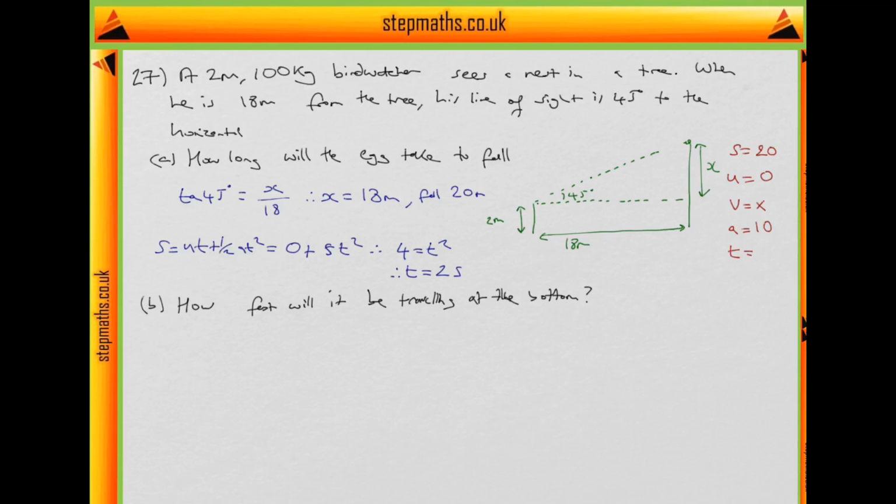Well, how fast will it be travelling at the bottom? There are two ways you can do this. One is from energy changes and one is from SUVAT. We'll do SUVAT because we started with that. So we know that v squared is u squared plus 2as. Well, that's 0 squared, 0, plus 2 times 10 times 20, so 400. Therefore, v is equal to the square root of 400, or 20 meters per second.